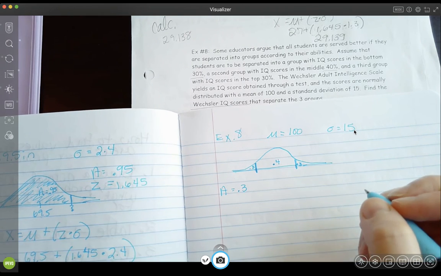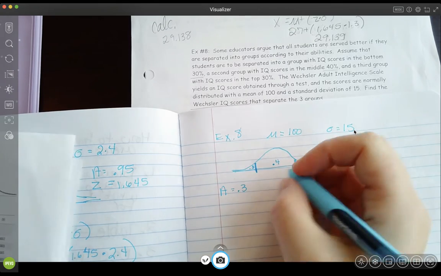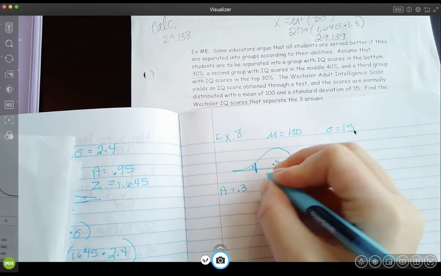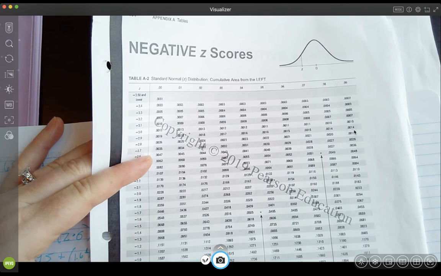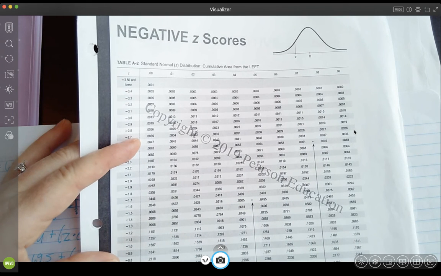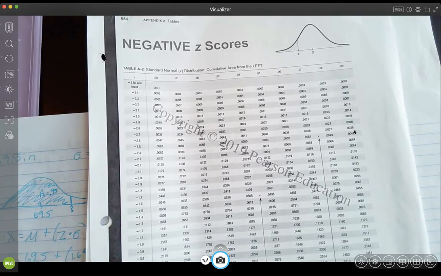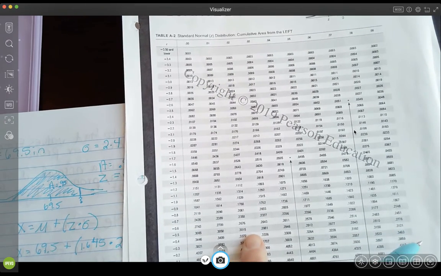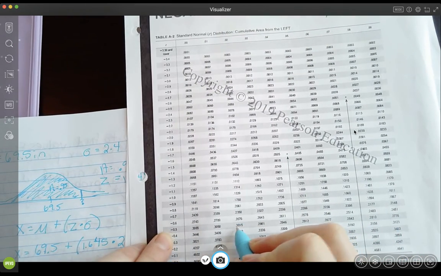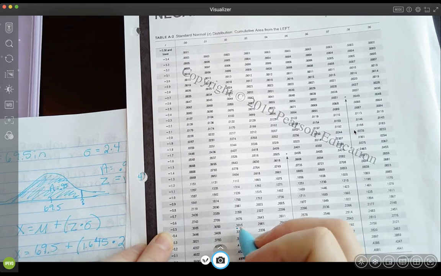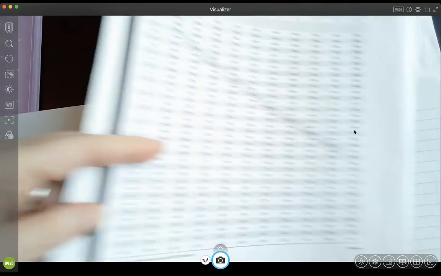So we need to use our, it's going to be a negative z-score because it is below the mu. So we are going to look for 0.3 in the body. Looks like it's right around here. So we need to know which one's closer. And it's actually this one. So it's negative 0.5 and then go up to 2. Negative 0.52.